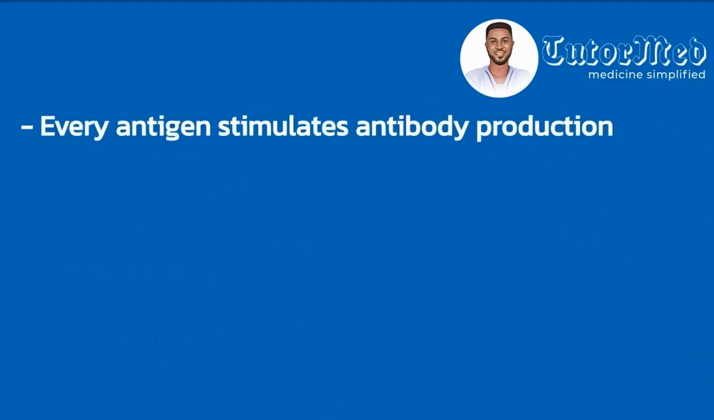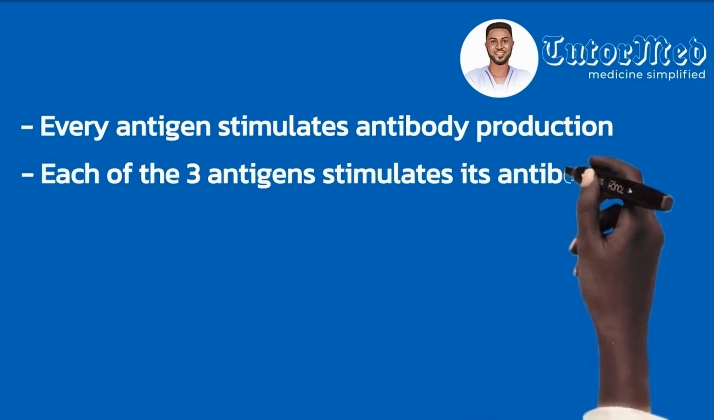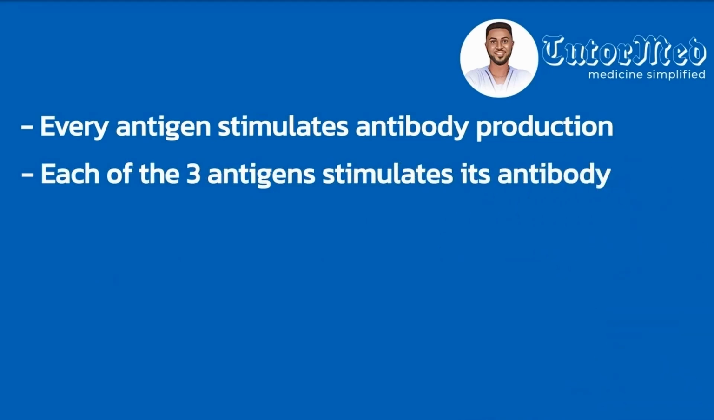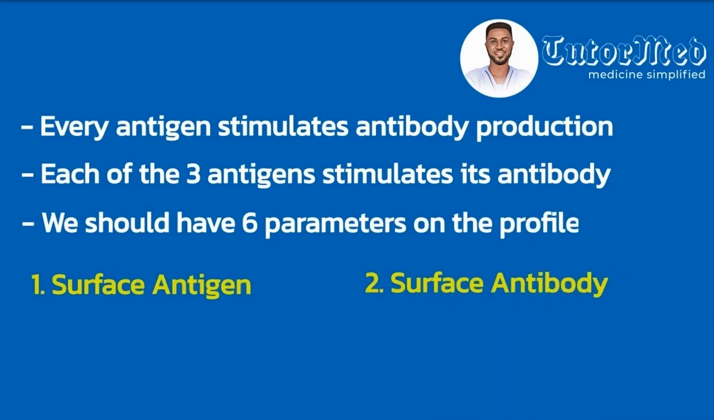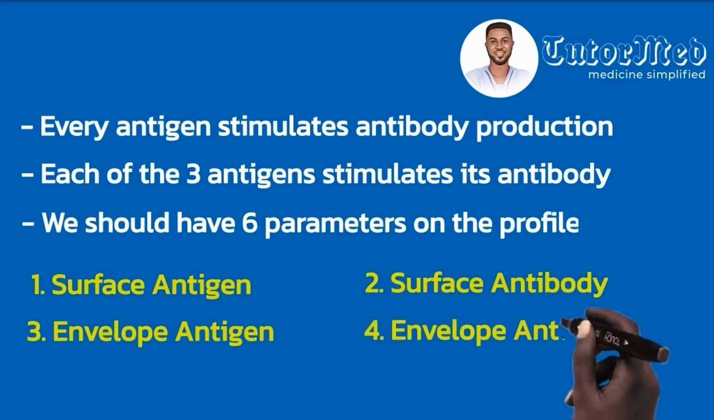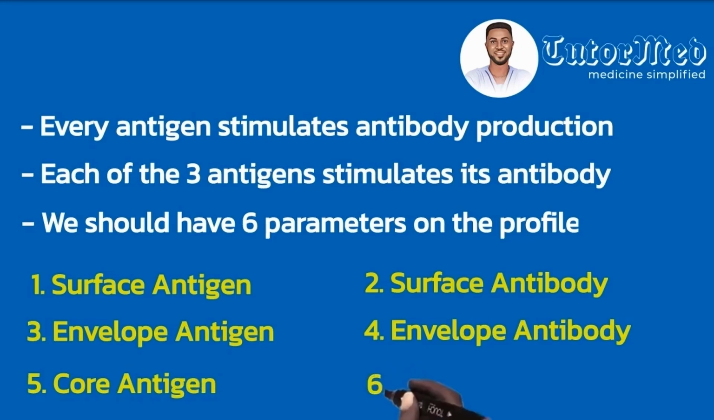Now, with these three relevant antigens at the back of our minds, let us revisit one basic principle of immunology: that every antigen should stimulate antibody production once it enters our body and is recognized by our immune system. This means, in relation to the hepatitis B virus, each of the three antigens, the SEC, S-E-C, should stimulate antibody production. And so with that principle, the hepatitis B profile should give us 6 parameters: the surface antigen and the surface antibody, the envelope antigen and the envelope antibody, the core antigen and then the core antibody.